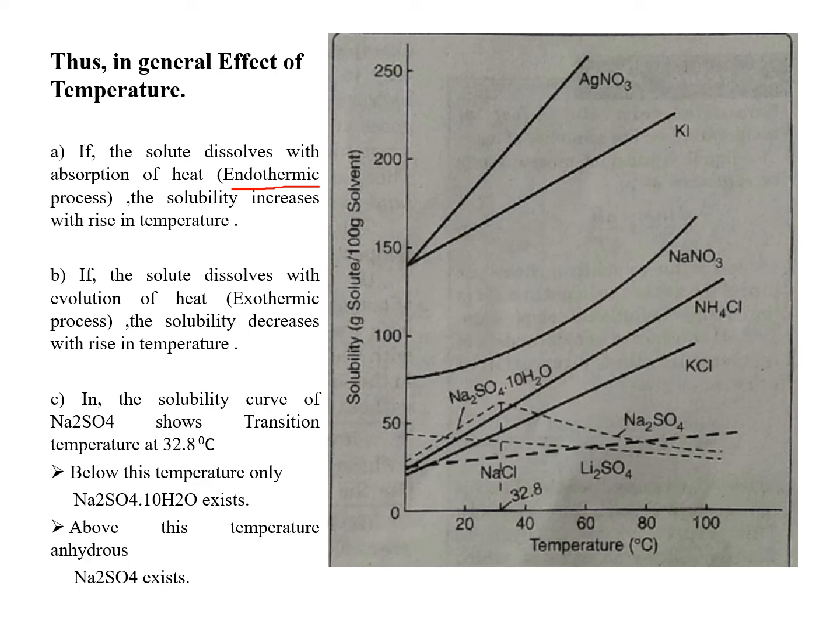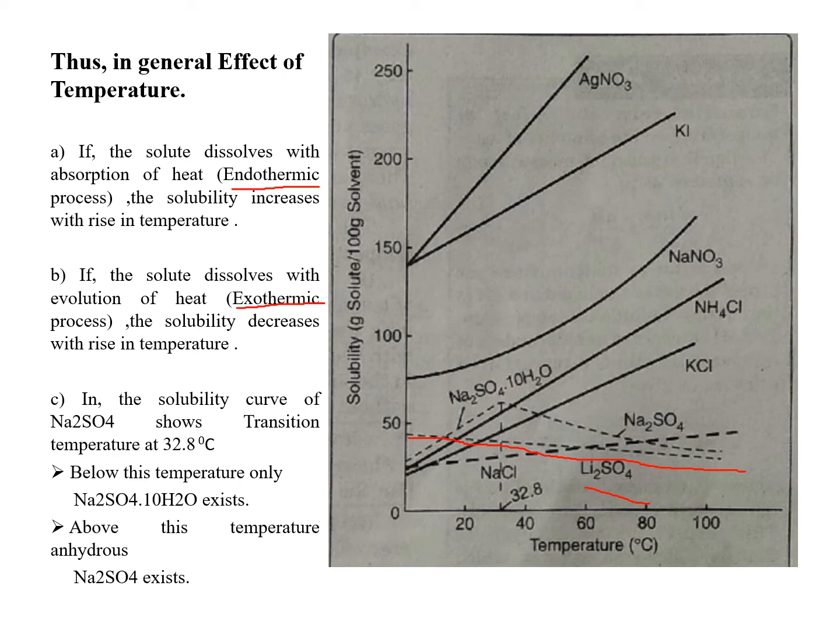Now come to the second point. Such solutes dissolve with evolution of heat, where the process is exothermic. When the solute is added to solvent, their dissolution process is exothermic because heat gets evolved. The value of delta H is less than 0, negative. So such solutes show a downward curve, meaning on increasing temperature their solubility decreases. You can see that on increasing the temperature, the solubility of lithium sulfate decreases.